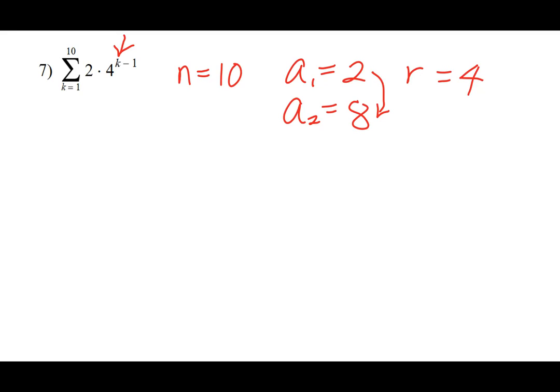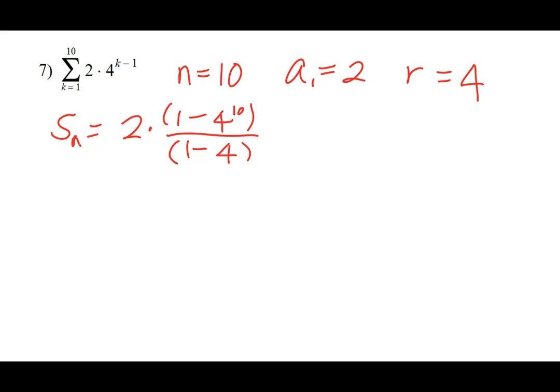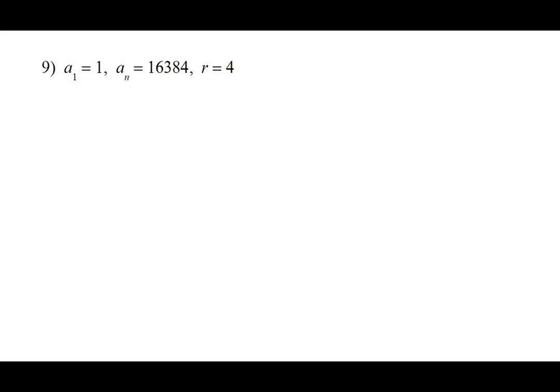But there's another way to do it, and it's kind of an easier way. If you're looking for r, in the summation form, you just look at the base. Base is 4, so r is 4. I know, cheater's way, but it still works. So now you have all these terms. That's all you need to plug into the formula. So plug it into the formula, and you're gonna get 699,050.